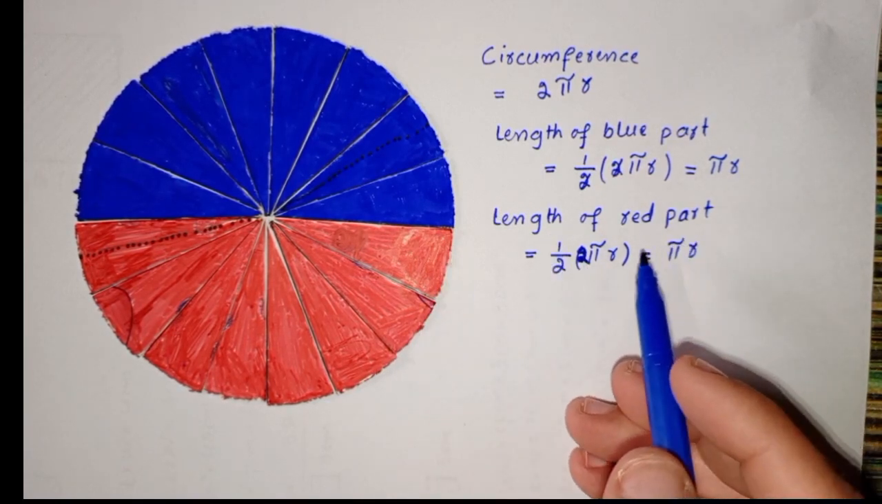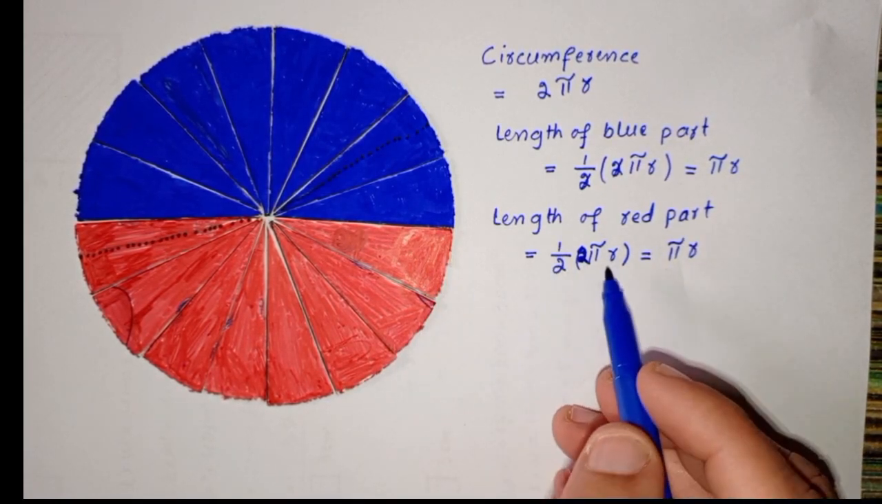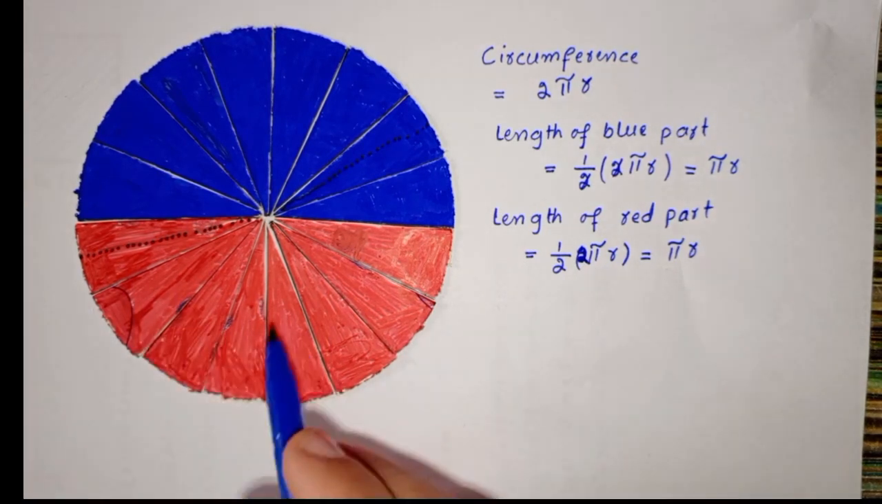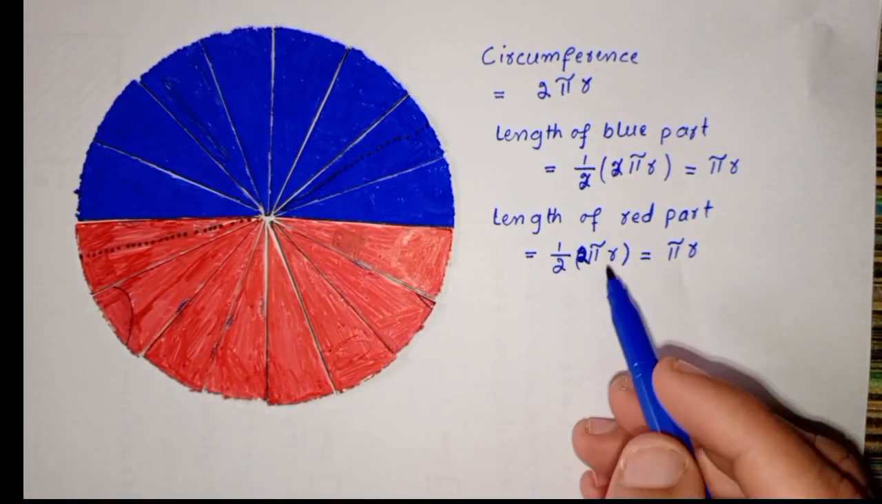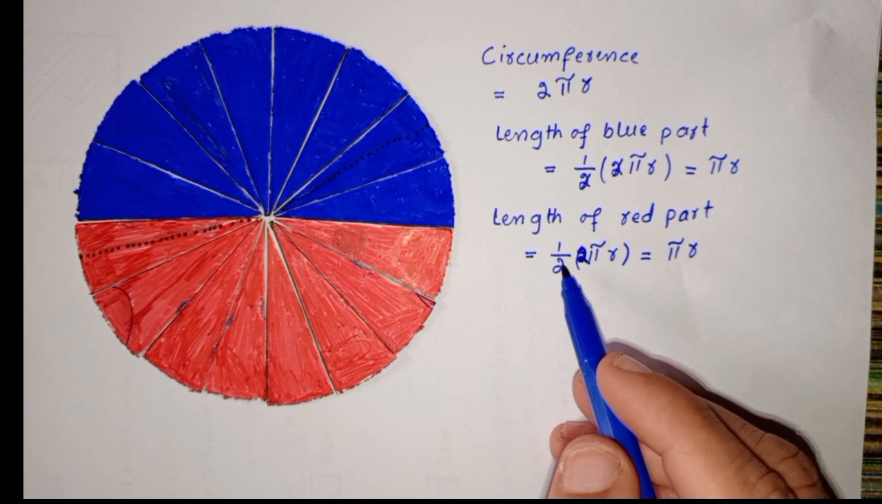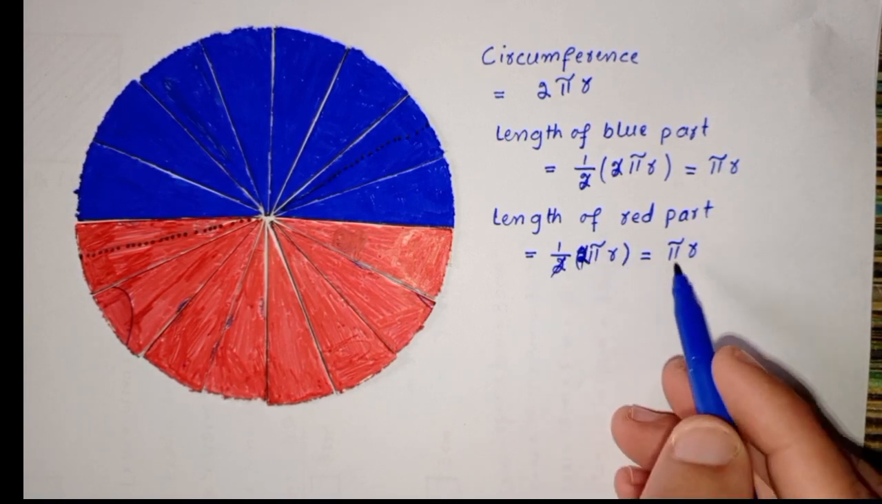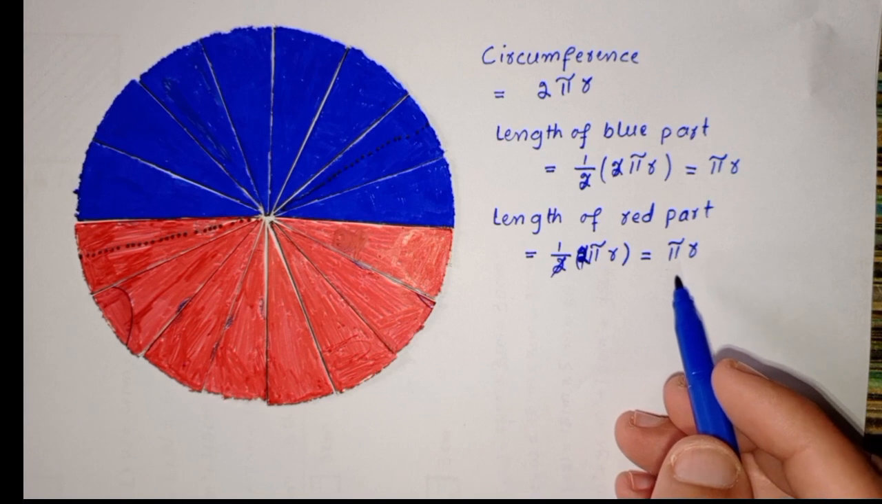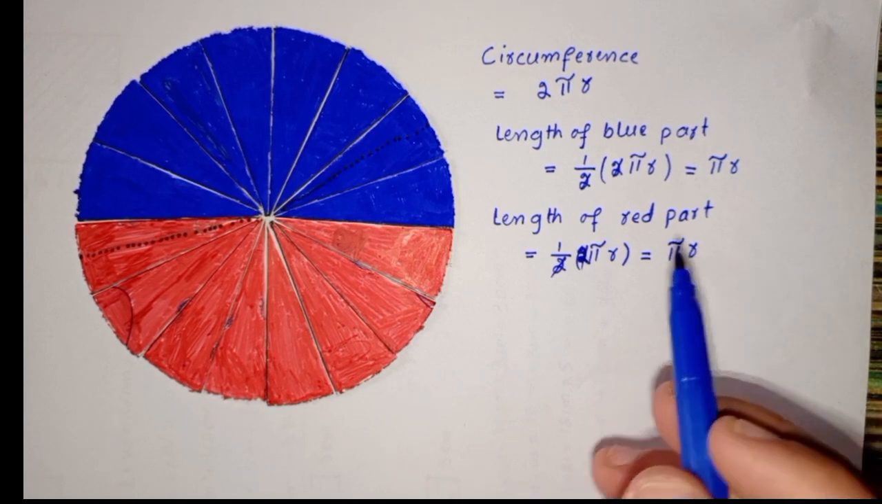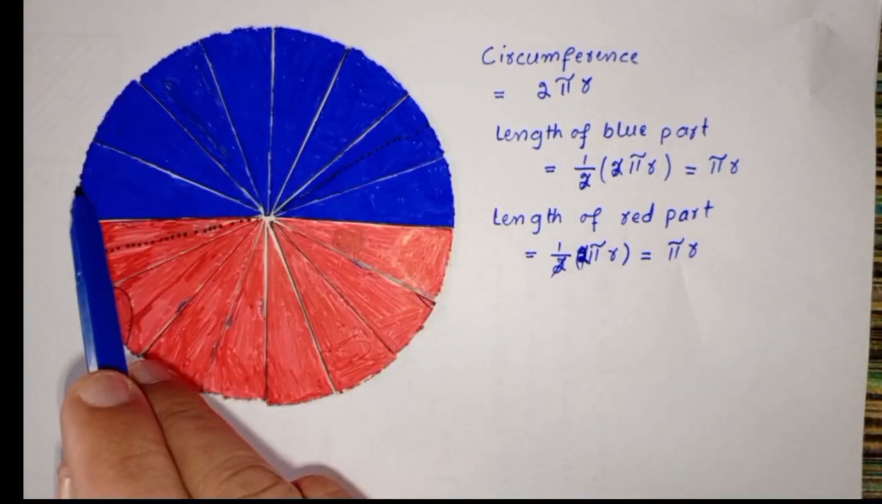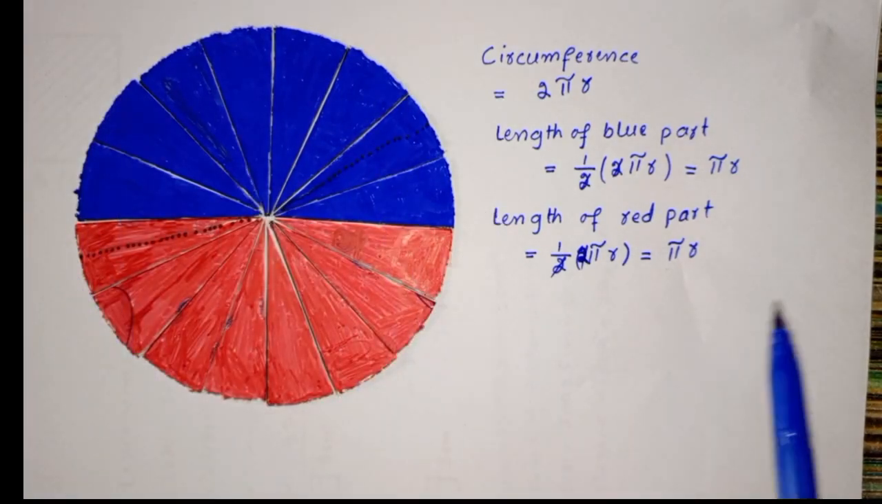And if we find the circumference of this red area, we can say the length of red part here is half of the total, right? It is also half of this total circle. So we take a half of the total. This 2 will cancel this 2, and we get pi r as an answer, right? So both are the same because they are both the half. This length and this length both are the same.